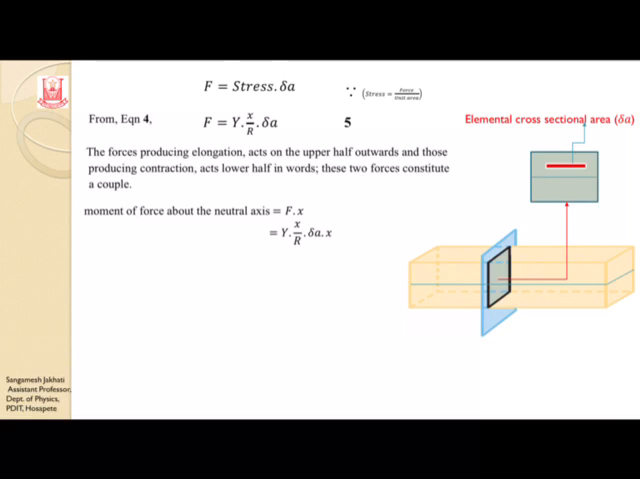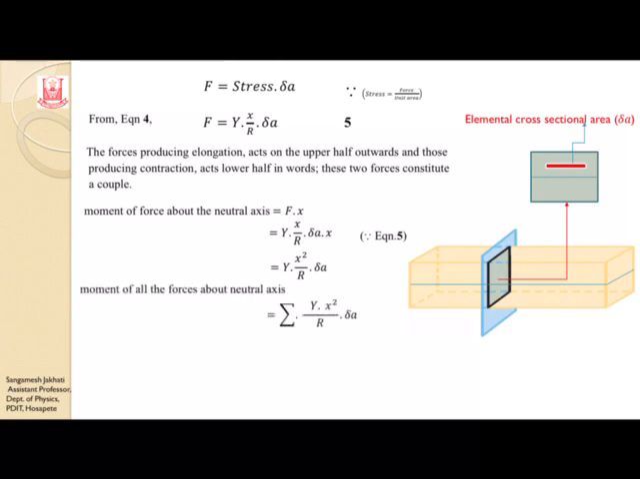The force we have already established, so just substitute the force value from equation 5 into this moment of force. So we have substituted that value, into x, from equation 5. Here x into x becomes x square. So finally that is y into x square by r into delta A.